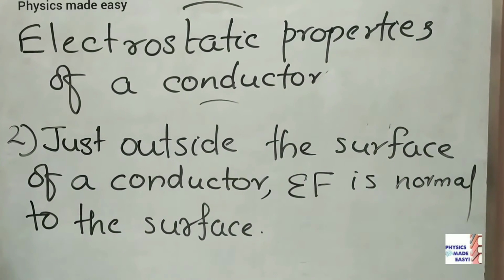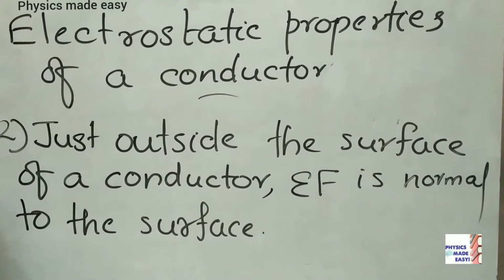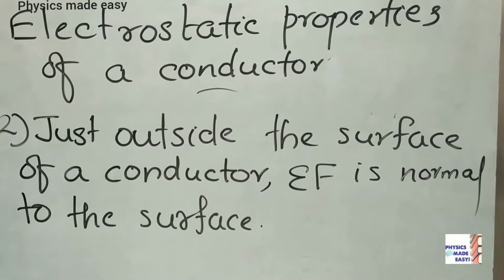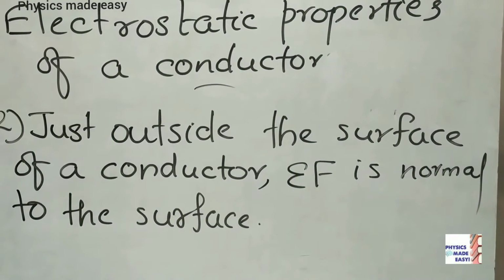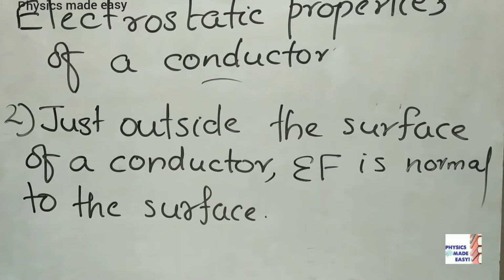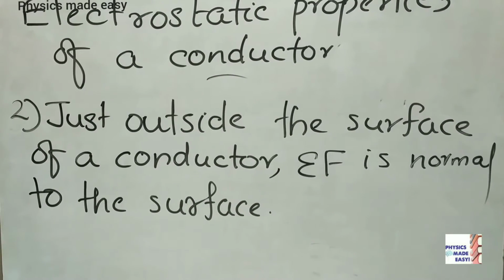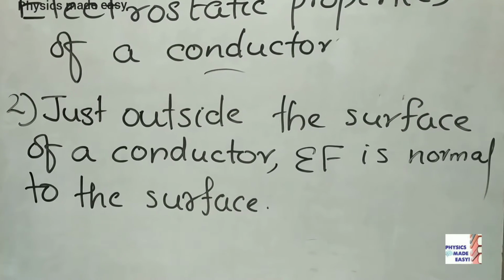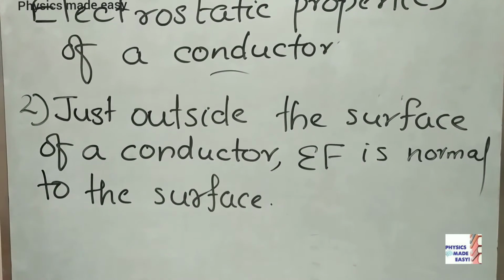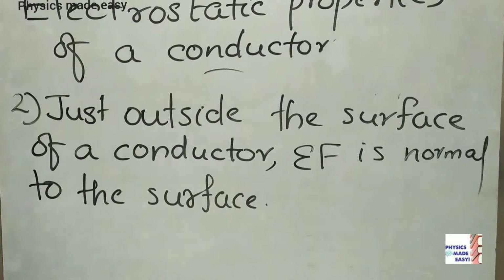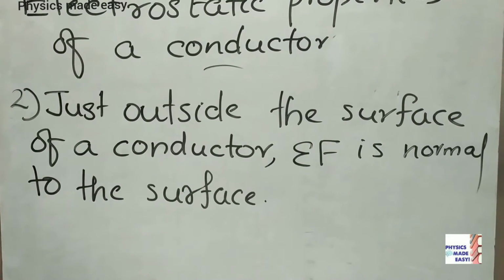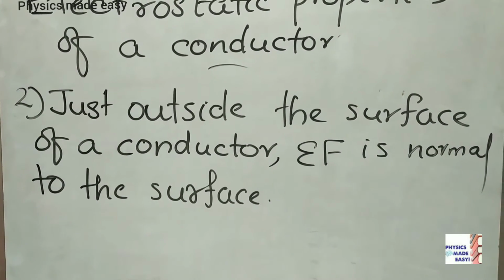Second one, just outside the surface of a conductor, the electric field is normal to the surface. If this electric field is not normal to the surface, there will be a tangential component to the surface that will cause the flow of charges. If there is a flow of charges, that will be the reason for surface current. But no such current can exist under static condition. The word static means rest. So we can say the electric field should be normal to the surface of the conductor at every point.